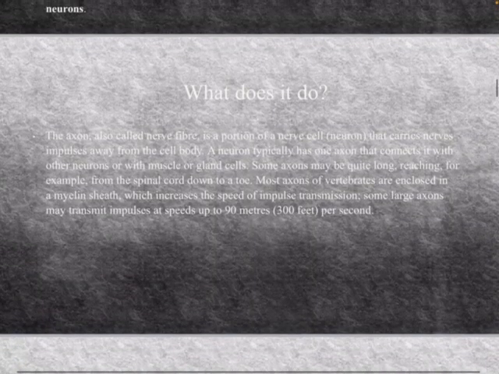The axon, also called nerve fiber, is a portion of a nerve cell that carries nerve impulses away from the cell body. A neuron typically has one axon that connects it with other neurons or with muscle or gland cells. Some axons may be quite long, reaching, for example, from the spinal cord down to a toe.